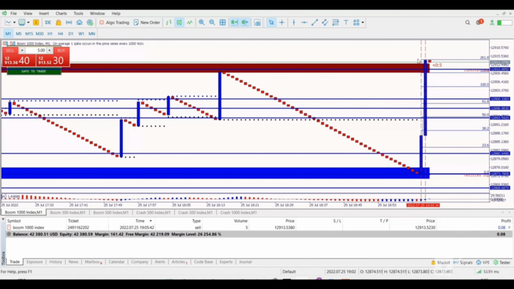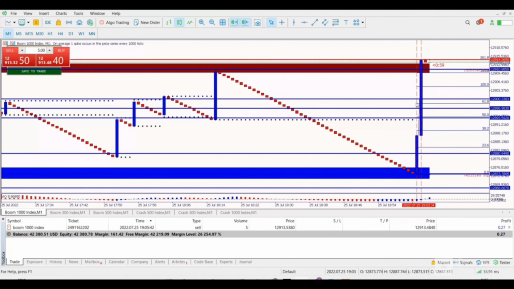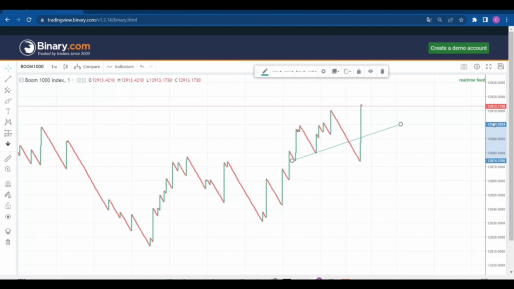So guys, we are going to execute this strategy only using a trend line. Yes, only using trend lines. Here, we see that the Boom 1000 already made a spike. Now, we have to sell and we will close on candle number 5. Now, I will go to TradingView to show you a better graph and the trend line.